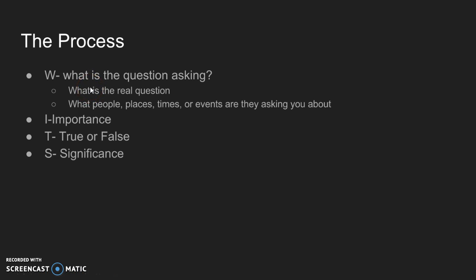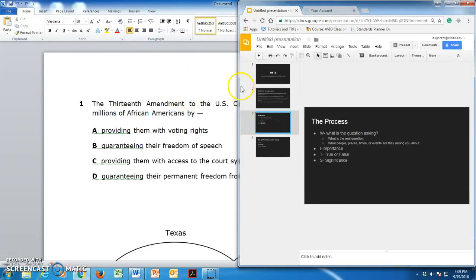And you'll see this in a minute, that these tests don't tend to actually ask you any questions. What people, places, times, or events are they asking you about? If you understand these, it becomes a lot easier to answer the question. Then in later videos we'll talk about the next step, importance, then true, false, and significance, which is different than importance, for those of you who know what those two words mean.